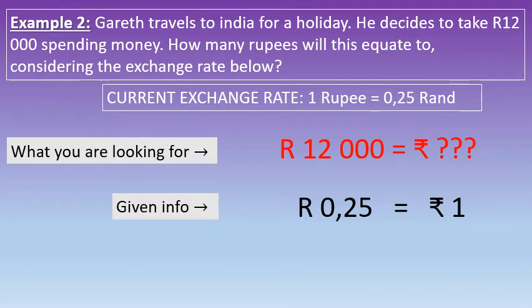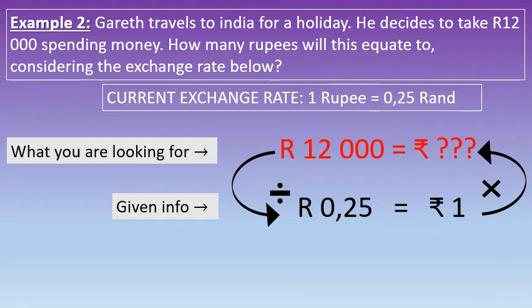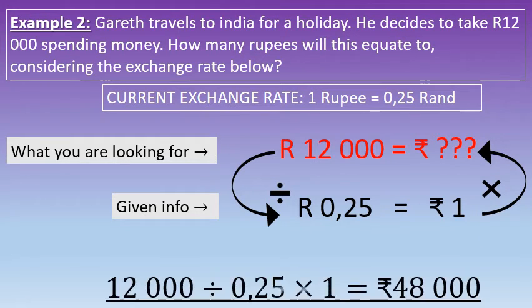Then we divide down 12,000 rand divided by 0.25. We take that answer and we multiply it by 1. And we get 12,000 divided by 0.25 times 1 is 48,000 rupees. Since the rand is stronger than the rupees, 12,000 rand will give you many rupees, 48,000 of them.